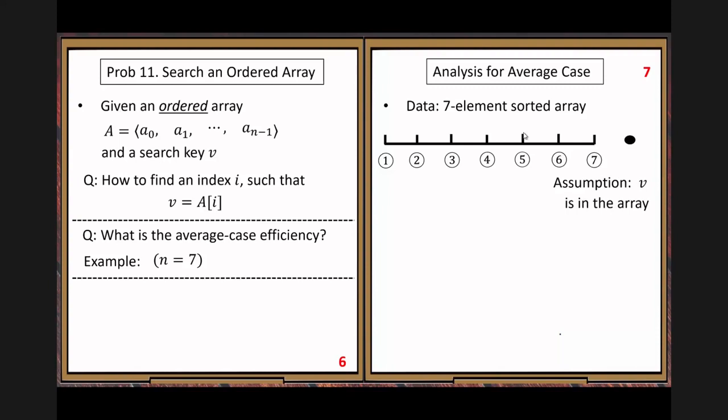Yes, because there is a possibility. So people may argue, V may not be in the array, right? Yeah. So here we want to make our discussion as simple as possible. So we do not consider the case that V is not in the array.